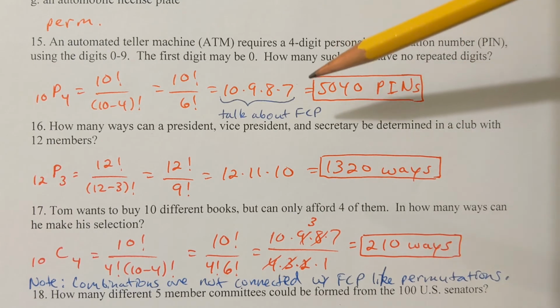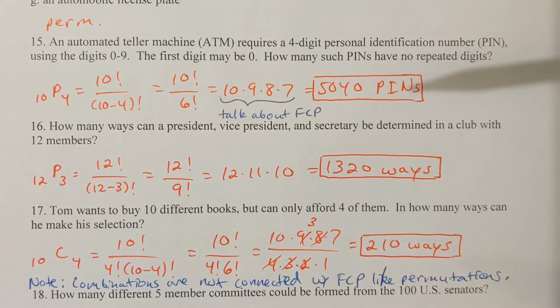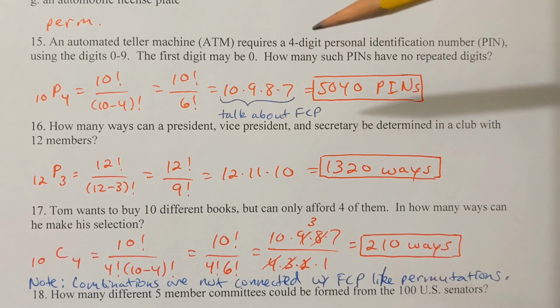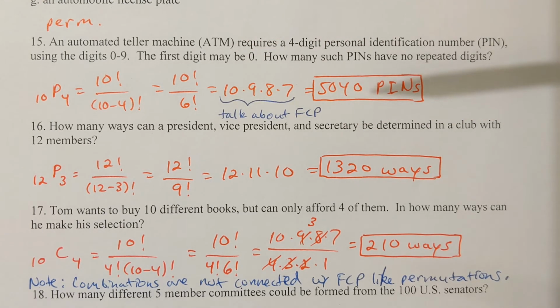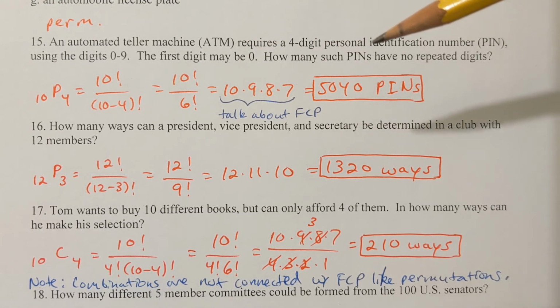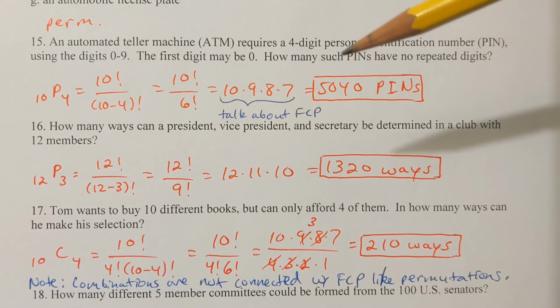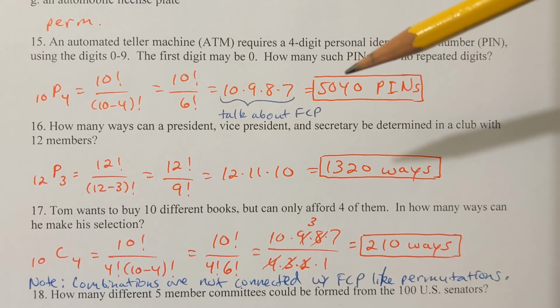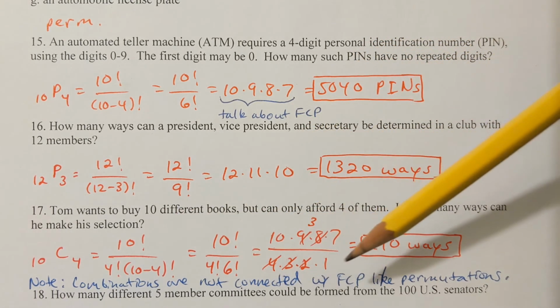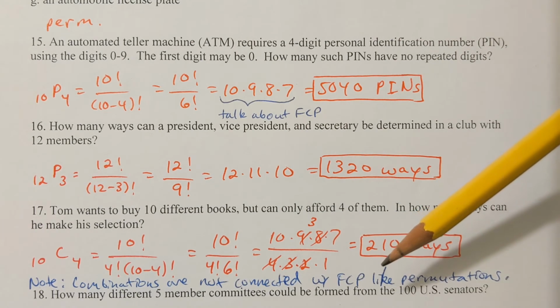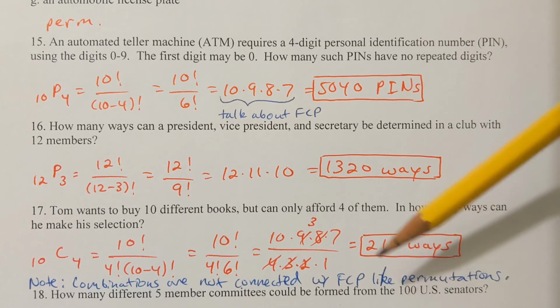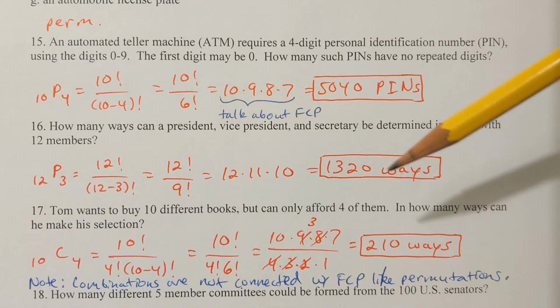Now here's something to know. The fundamental counting principle and permutations are kind of intertwined. It is not true with the fundamental counting principle and combinations. When the problem requires a combination, you cannot use the fundamental counting principle. I'll talk about that a little bit when I get there.